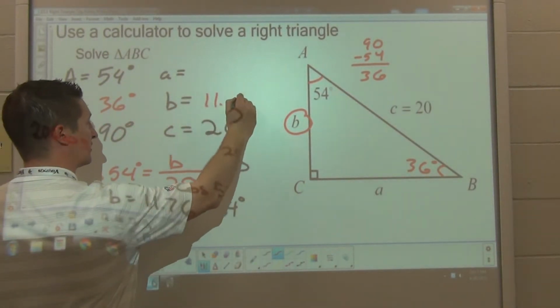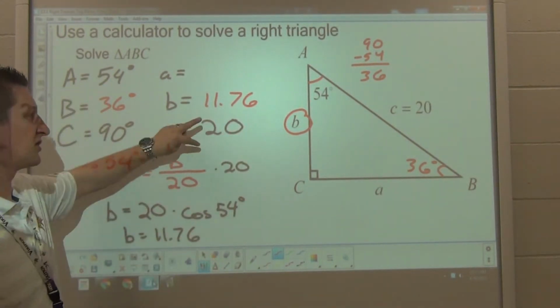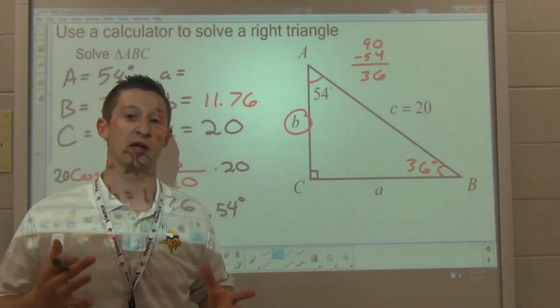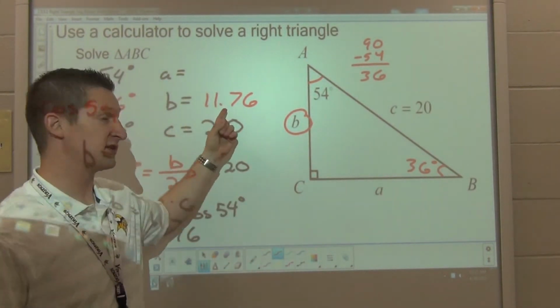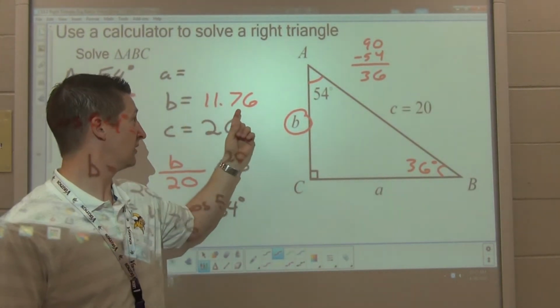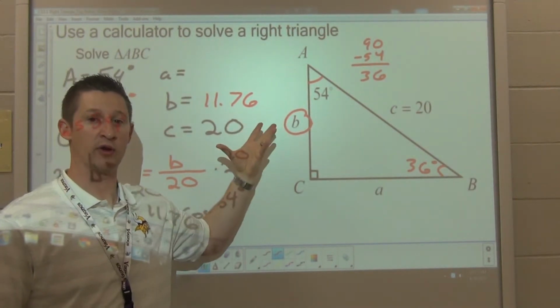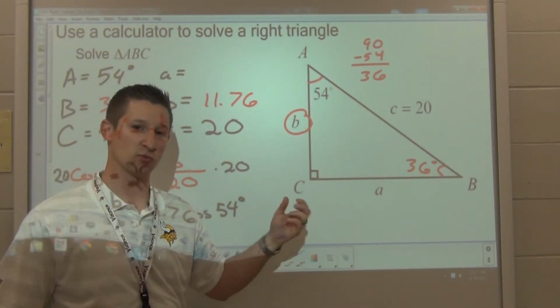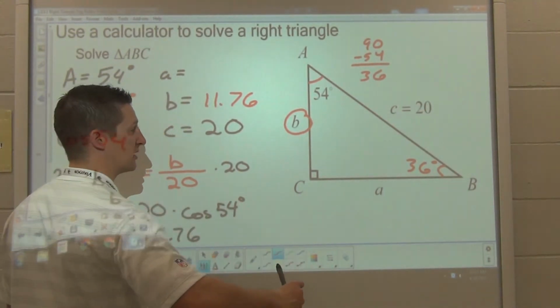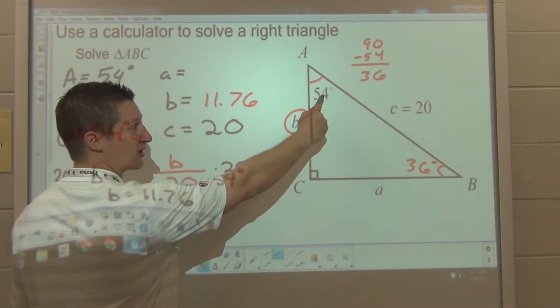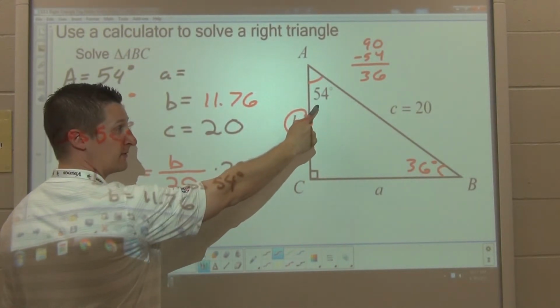Now that I know two side lengths, I could potentially use the Pythagorean theorem to solve for the third side length. But remember, there's a chance that we did this wrong, and because we rounded it, we're not going to get quite as exact an answer as we might like. So, therefore, we're going to use things that are given to us and use another trig ratio, still using 54 degrees, the angle that was given to us originally.